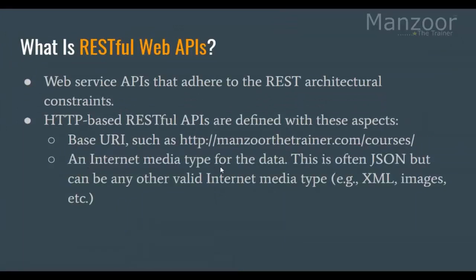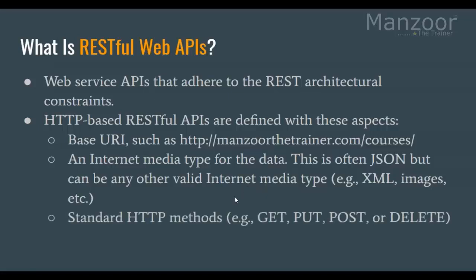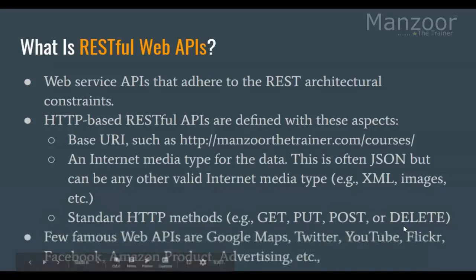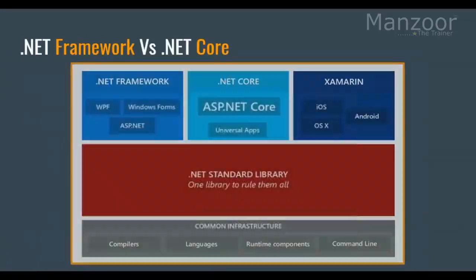An internet media type for the data. So it should also support data types. Normally it is JSON, the data that we pass and get is JSON, but it can also support XML, images, etc. So we'll see all these things. Standard HTTP methods, I told you: get, put, post and delete. Famous web APIs: Google Maps, Twitter, YouTube, Flickr, Facebook, Amazon advertising, all these are famous web APIs. So you can use these web APIs.